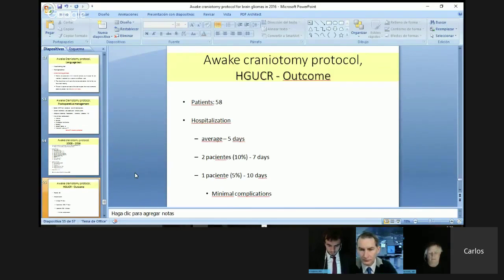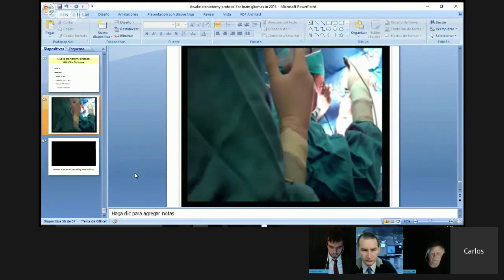We have 58 patients, with hospitalization an average of 5 days, 2 patients approximately 7 days, and 1 patient 10 days. They had medical complications.